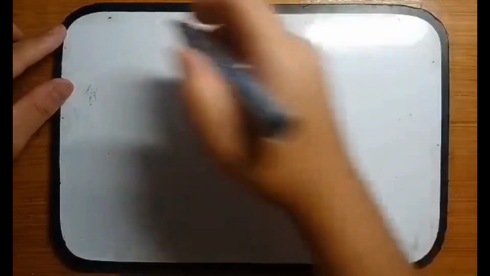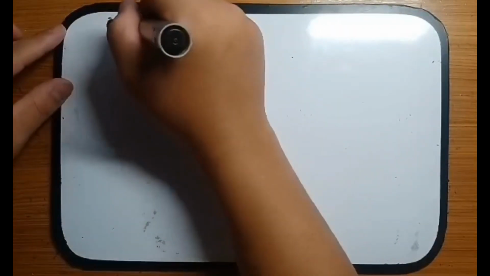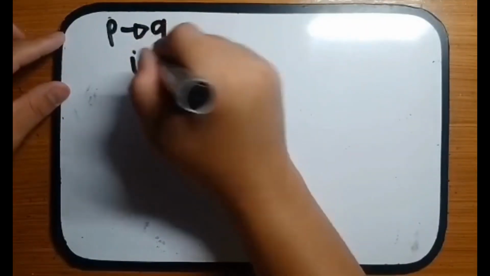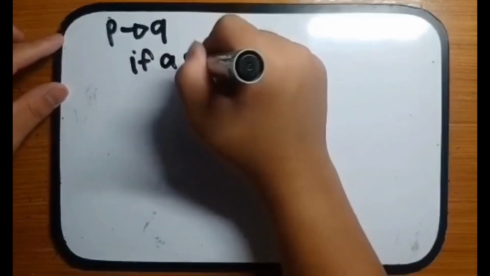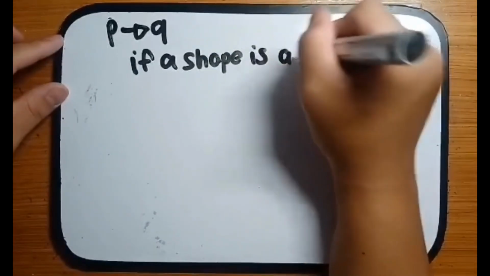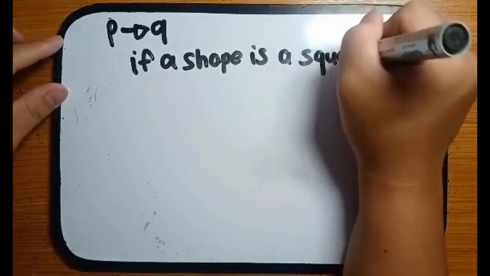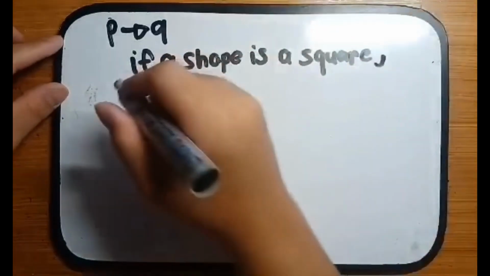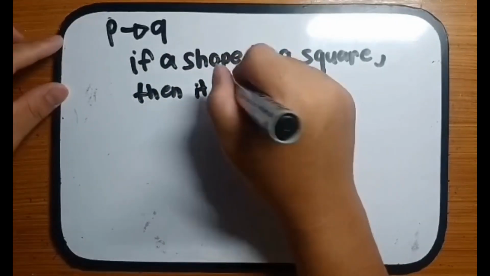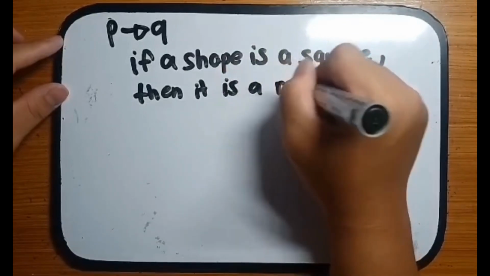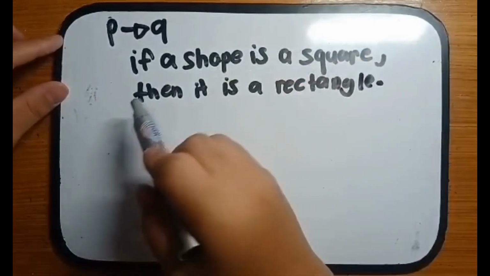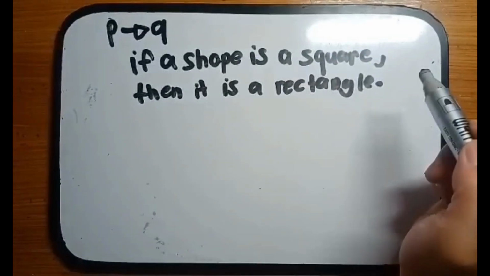Conditional statement. If P, then Q. If a shape is a square, then it is a rectangle.